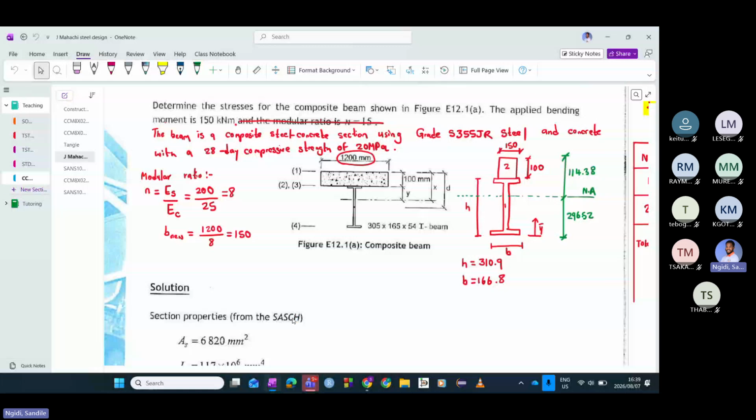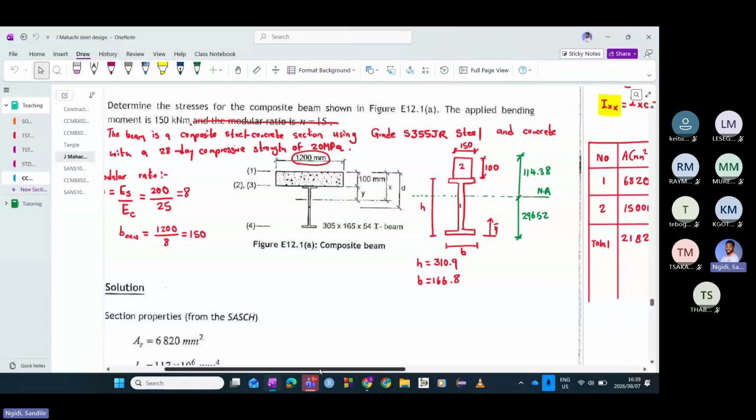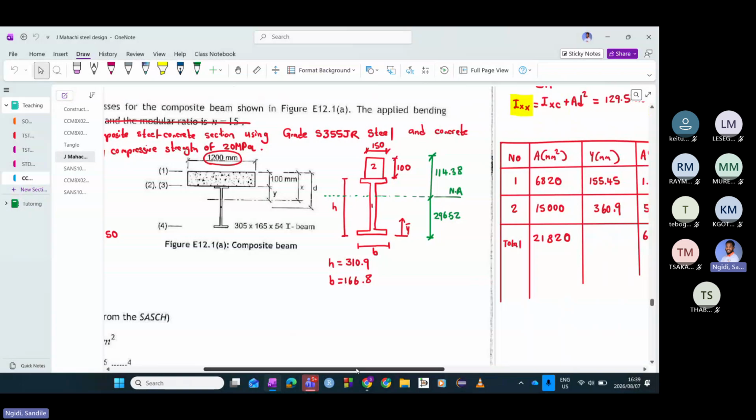Now, if you take the original width, which is 1,200, and you divide that by 8, then you get a value which is equal to 150. Then using that 150, it means that the width of the concrete section is actually equal to 150.